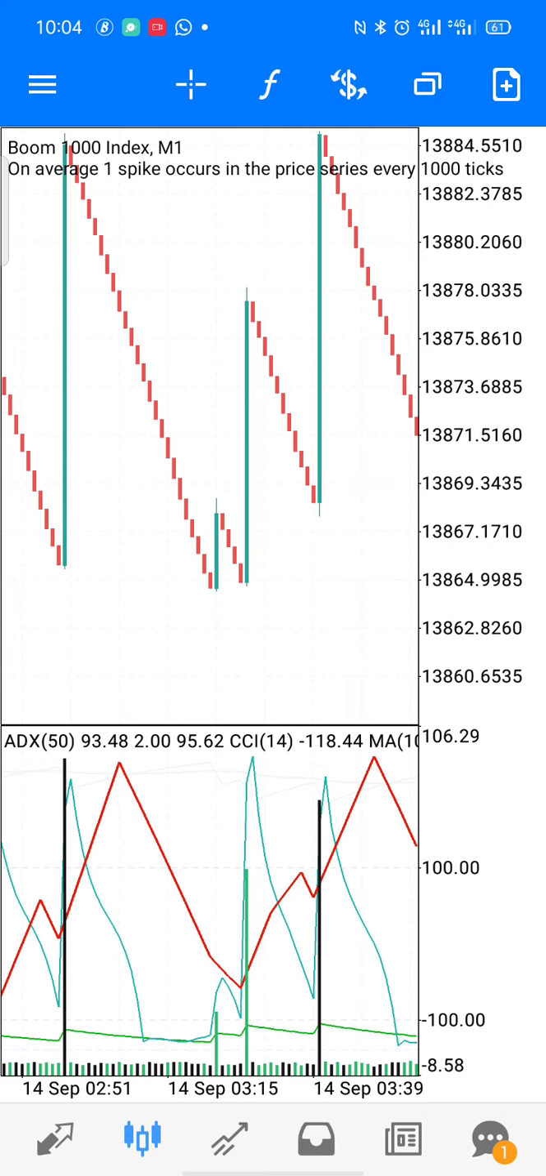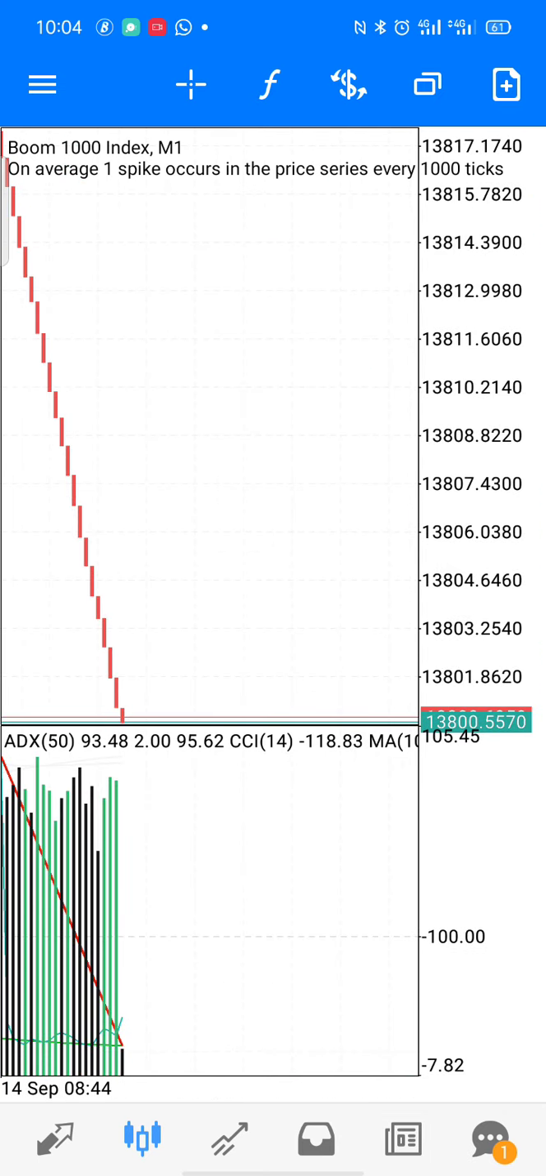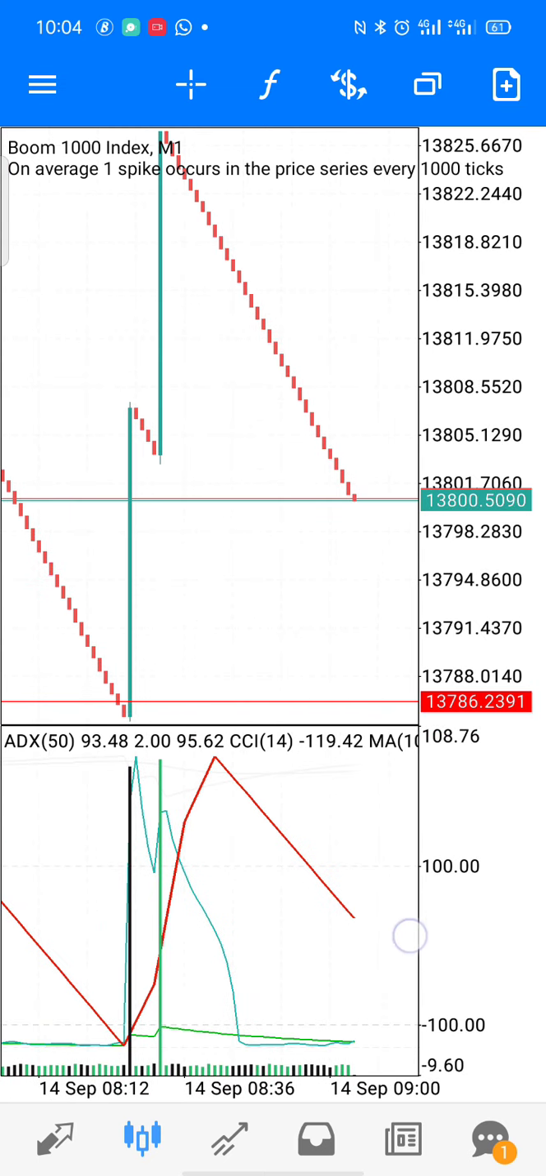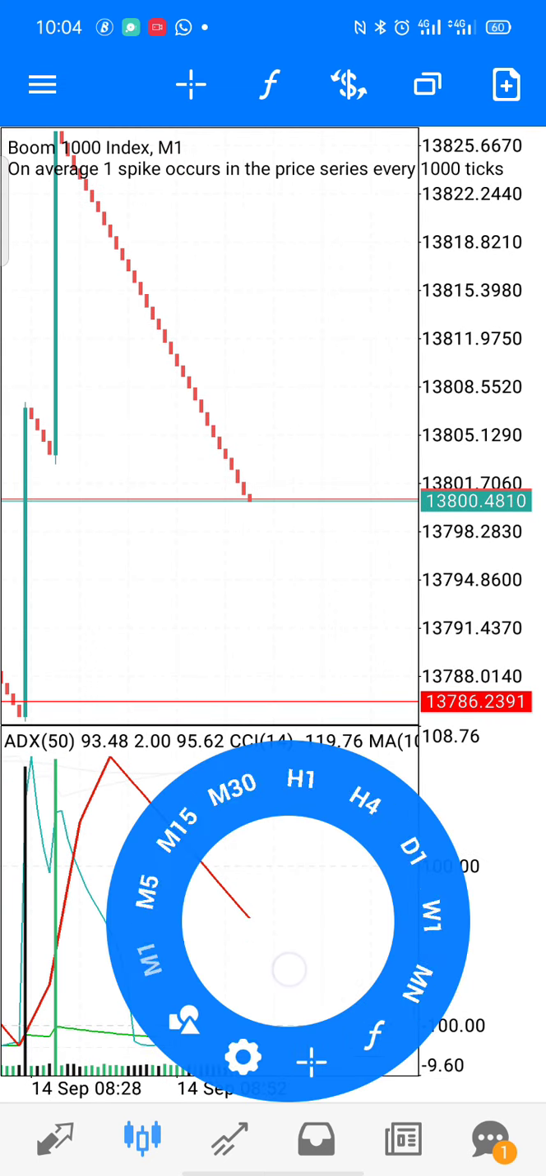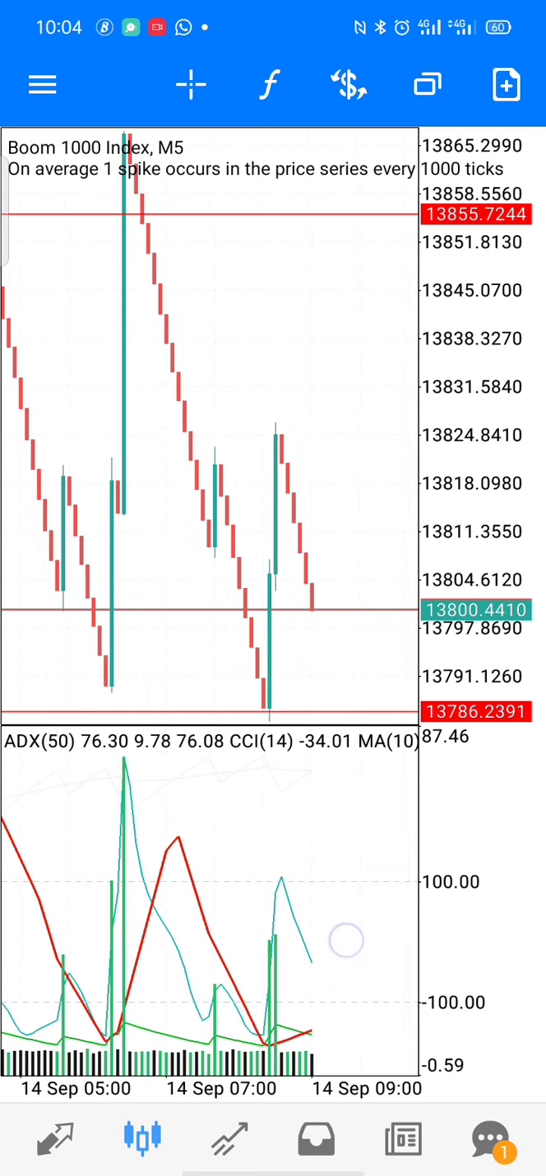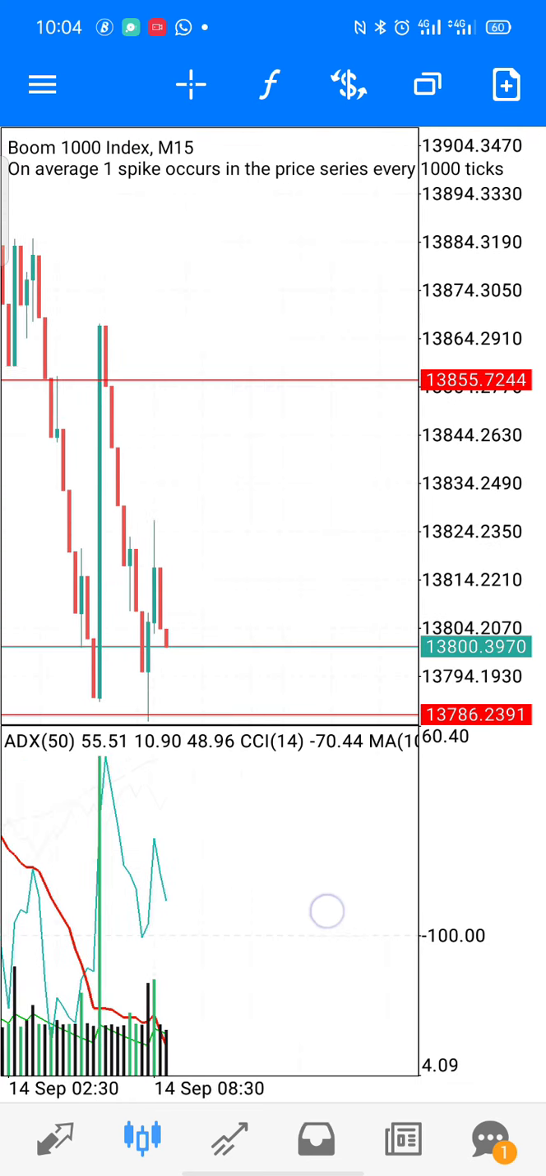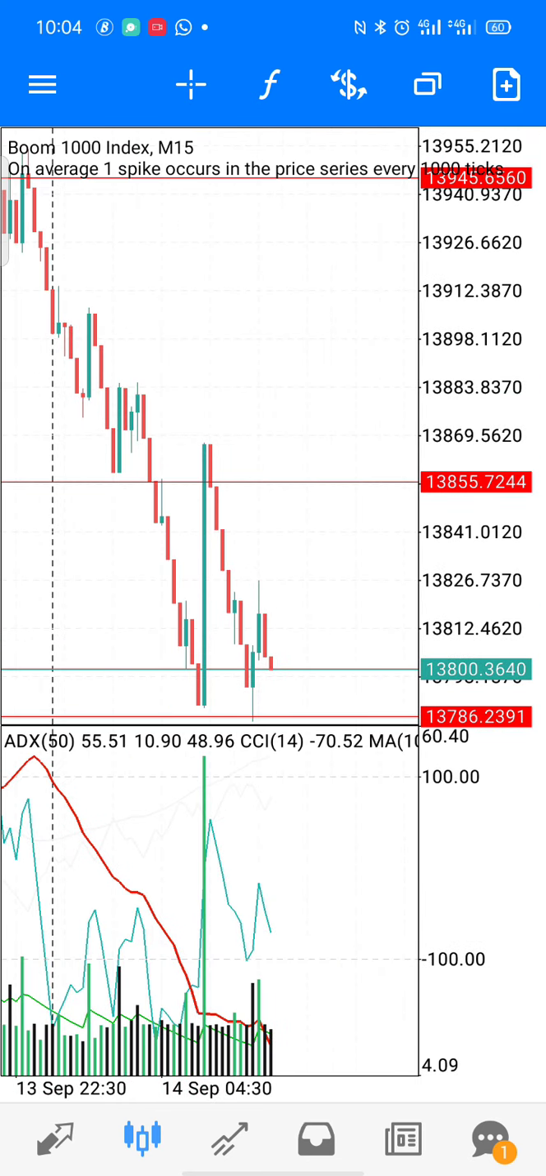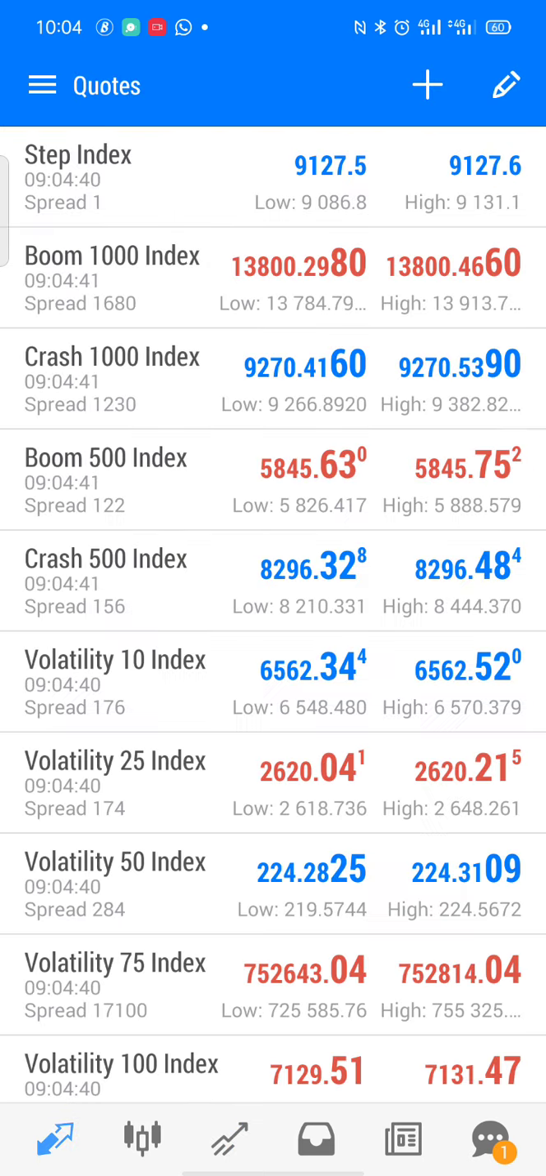Crosses below, it spikes continuously, guys. We're expecting a spike at this point, but I'm waiting for it to cross below, so I'll take the trade. Yeah, so that's it, guys. That's it.